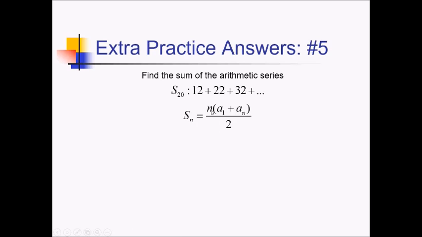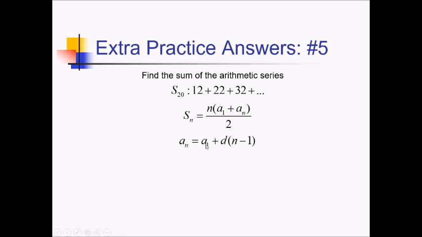So I need the number of terms. That's going to be 20. They told us this is a partial sum with 20 terms. a1, that's the first term. That's 12. We've got that. A sub n, we don't know. They said dot, dot, dot over here, so we don't know what our 20th term is going to be. But we can figure it out using the nth term formula. So let me do a1, which is 12, plus we have a common difference of, let's see, 22 minus 12 is 10.